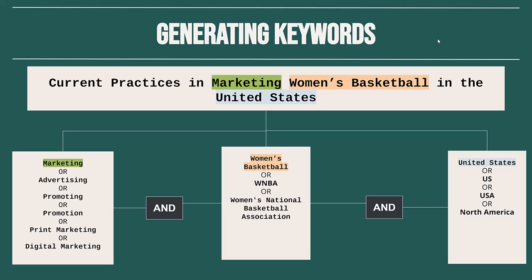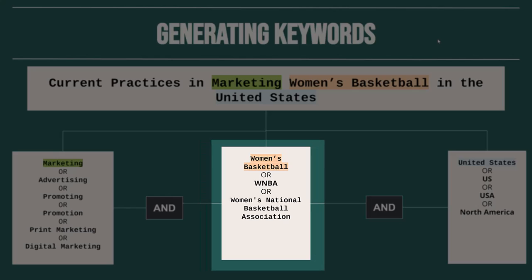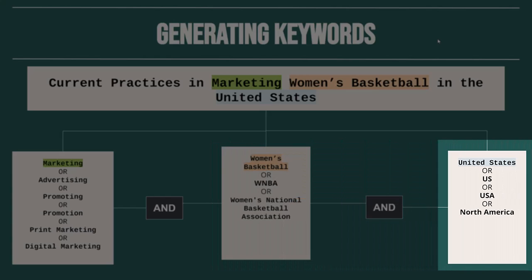For instance, we might find research related to marketing by using the terms advertising or promoting or promotion or print marketing or digital marketing. We might find research related to women's basketball by also using the terms WNBA or Women's National Basketball Association. And finally, we might find information about our geographical location, the United States, by using the terms US or USA or even North America.